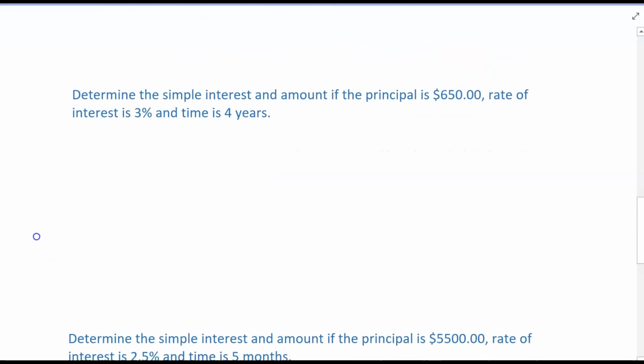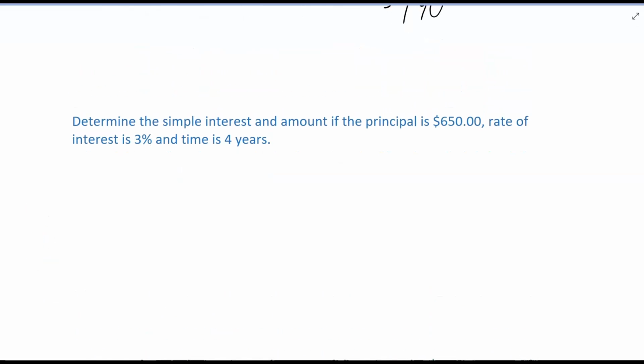Determine the simple interest amount if the principal is $650, the rate of interest is 3%, and the time is 4 years. So give this a try. Determine the simple interest and the amount. Give this a practice, and then I'll begin it.